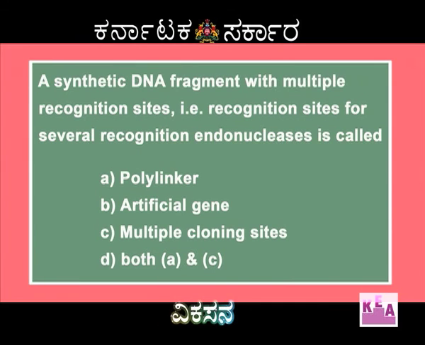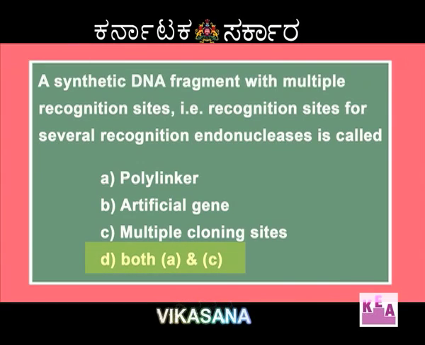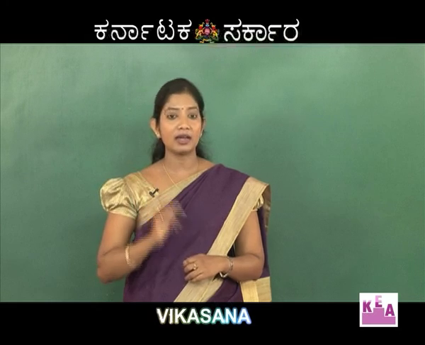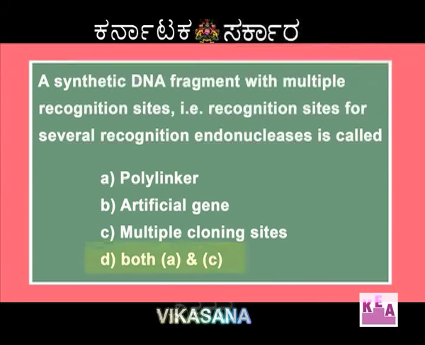What is the benefit of having a multiple cloning site or a polylinker? This gives us the option to use different types of restriction enzymes because different restriction sites are present in that area. So, here the right answer is option D, both A and C, because those areas where different types of restriction sites are accumulated are called polylinker, or can also be called multiple cloning sites, MCS. So, the right answer is D, both A and C.